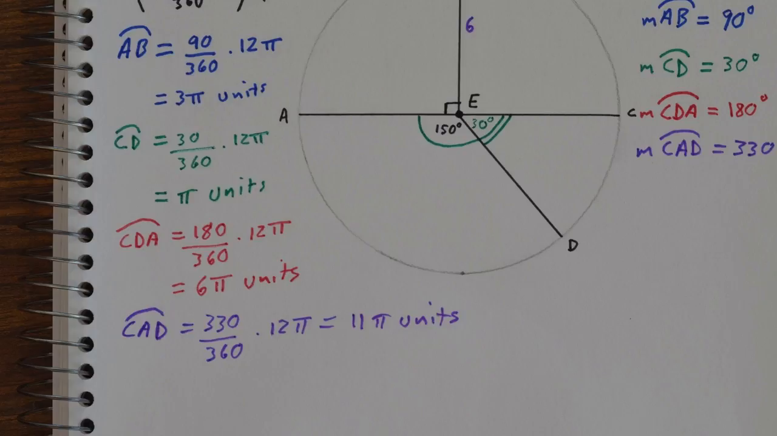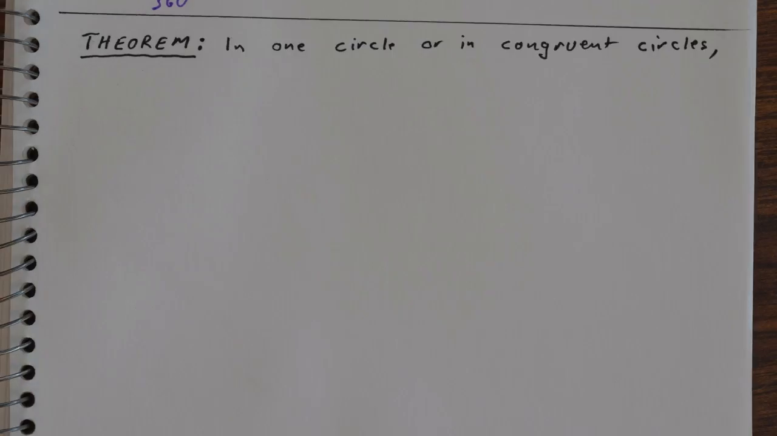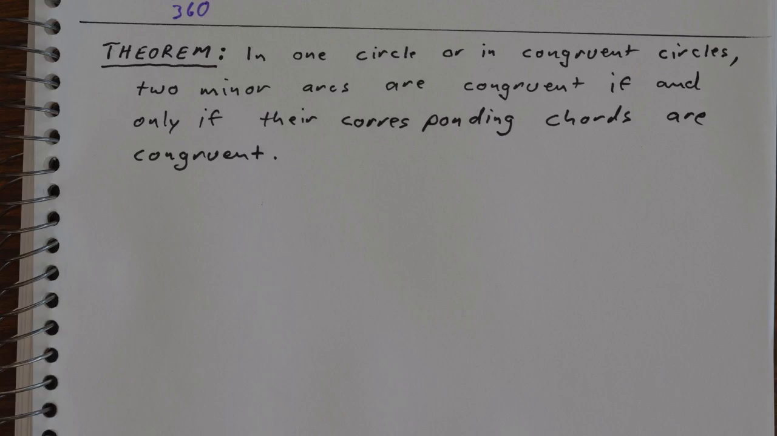Next, I've got a theorem for you. This theorem states, in one circle or in congruent circles, two minor arcs are congruent if and only if their corresponding chords are congruent.